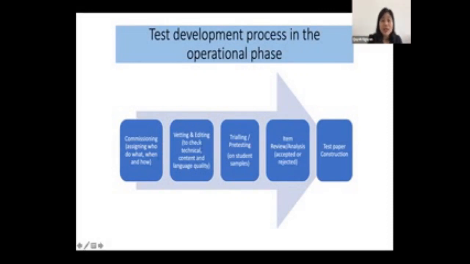And at the second phase, you would need to do vetting and editing to check technical content and language quality of the test items. Then after that, you do the trialing or pre-testing, now on the student samples, to make sure whether they can work in practice. After that, based on that, you would do the item review or analysis. And at this point, you can either accept the items or you reject them.